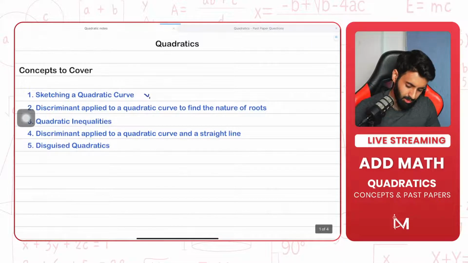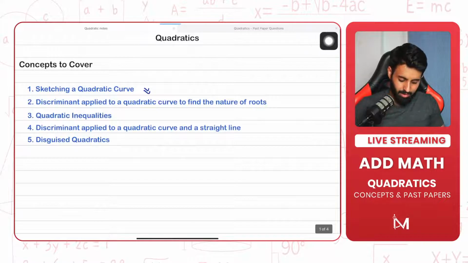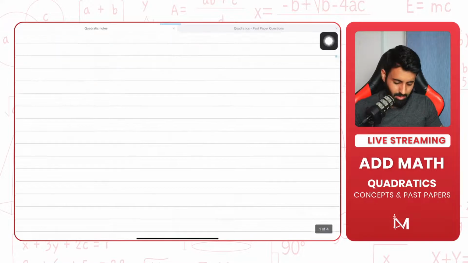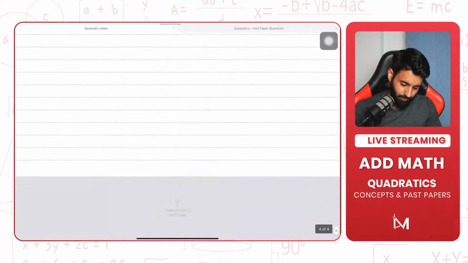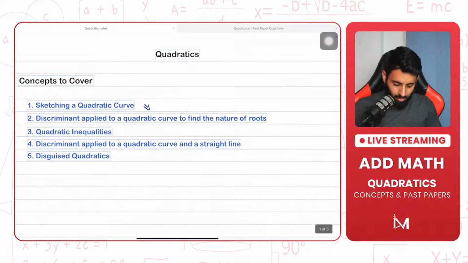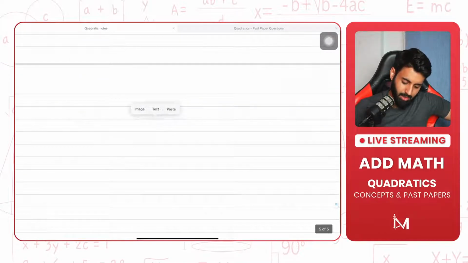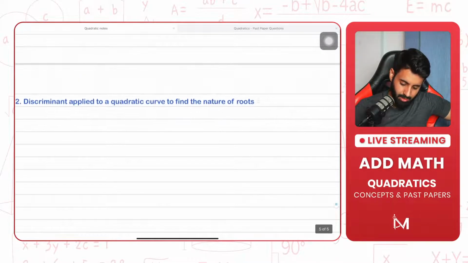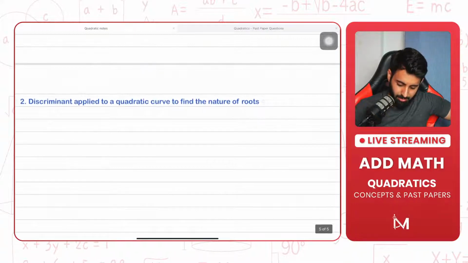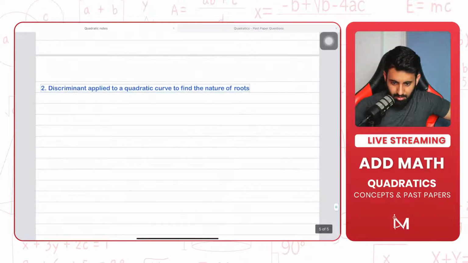Now let's see what the discriminant applied to a quadratic curve to find the nature of roots is all about. So this is concept number 2. Now let me ask you guys a question. How many ways can a quadratic curve cut the x-axis? What is the maximum number of x-intercepts a quadratic curve can have?